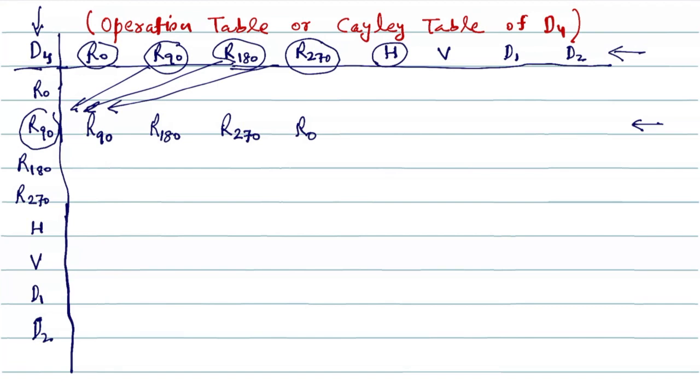Then H, horizontal reflection, followed by R90, you can check that this will give us the reflection D2. Then V followed by R90 gives us D1. D1 followed by R90 gives us H, and D2 followed by R90 gives us V. Similarly, we can fill all the other rows also. So this way you can get the operation table for any finite group.